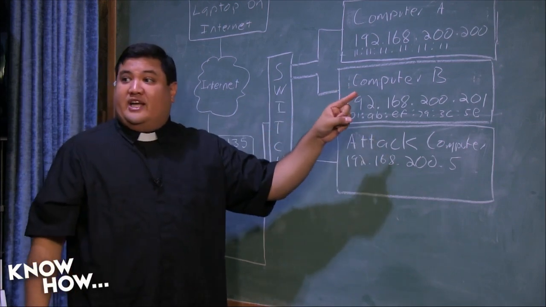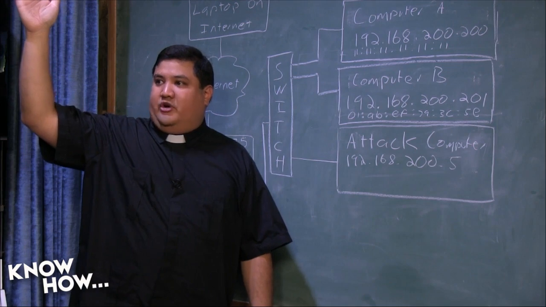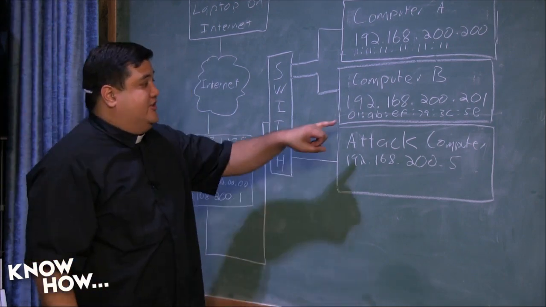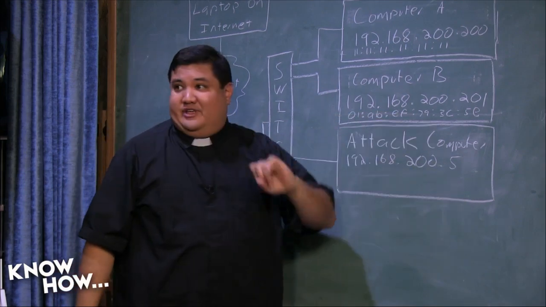Computer B is going to hear the broadcast. It's going to say, oh, hey, I'm 192.168.200.201, and my MAC address is 01ABEF793C5E. And then the other computer is like, cool, I'm going to send you my thing, right?